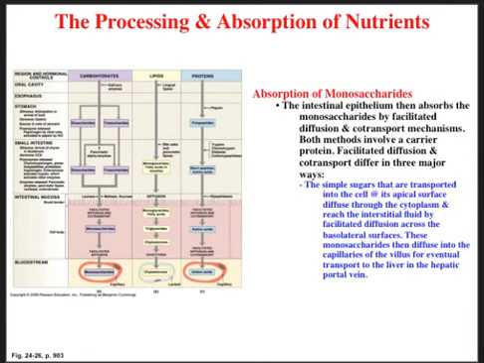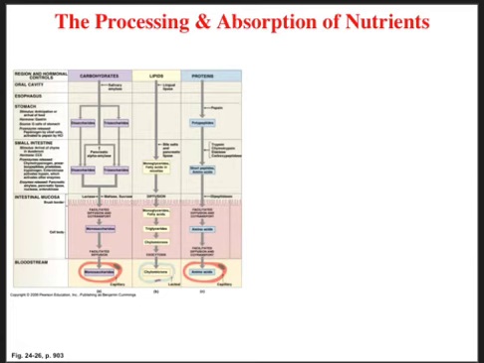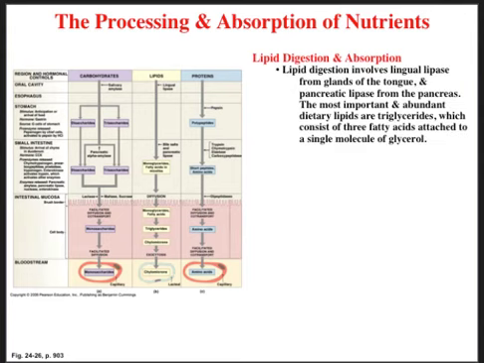Simple sugars that are transported into the cell at its apical surface diffuse through the cytoplasm, and they reach the interstitial fluid by facilitated diffusion across the basolateral surfaces. These monosaccharides diffuse into the capillaries of the villus for eventual transport to the liver in the hepatic portal vein. And what happens there? It's either stored as glycogen or fat, or it's passed on to the rest of the body. Lipid digestion is a little different.